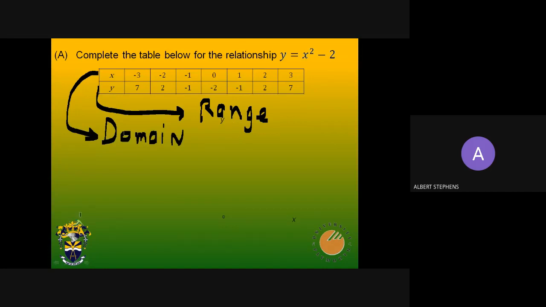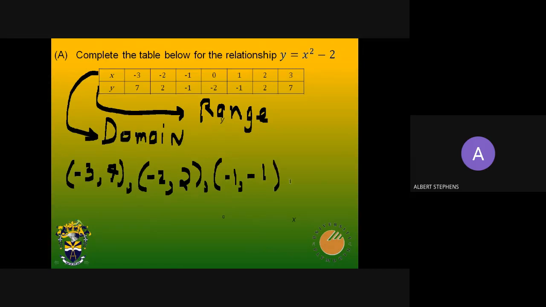All right. Now, when you put everything together, the first point would be -3 and 7. Then you have what? -2 and 2. Then you have what? -1 and -1. Now, you see all these values here? All of them together are called ordered pairs, all right? A set of ordered pairs.